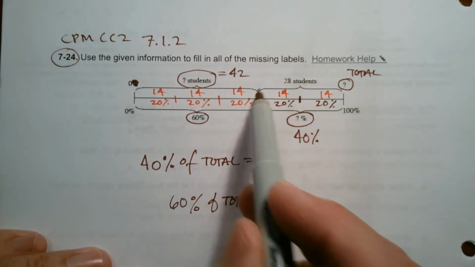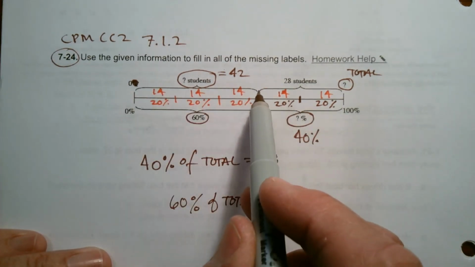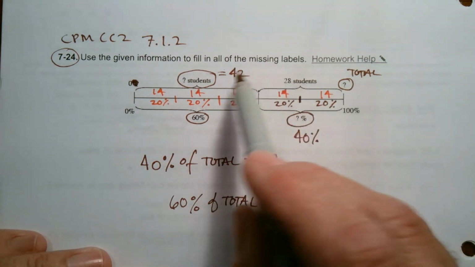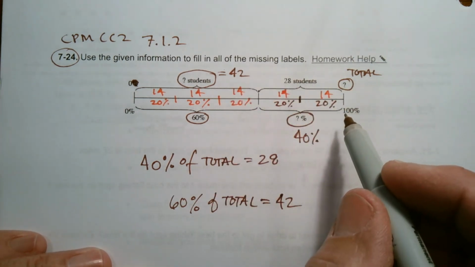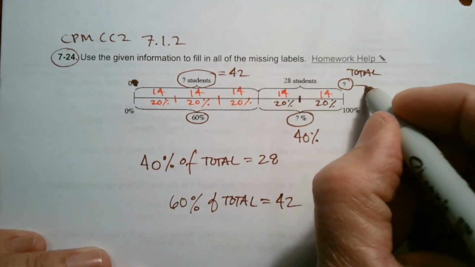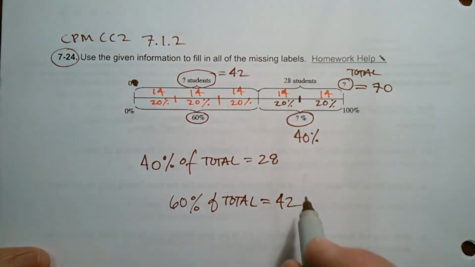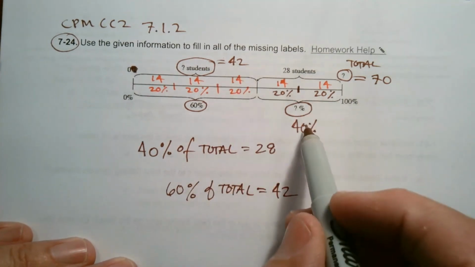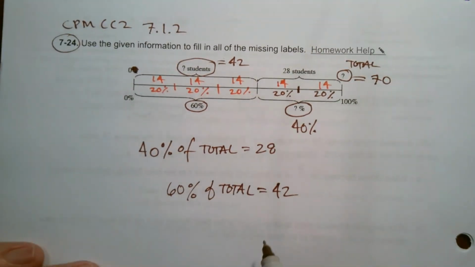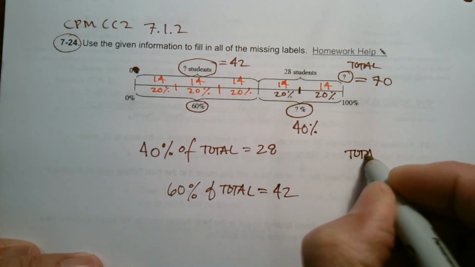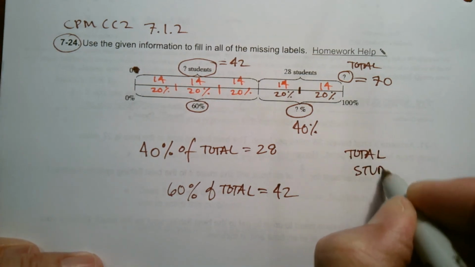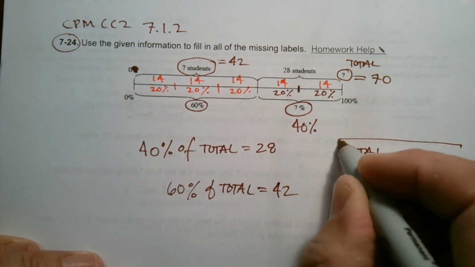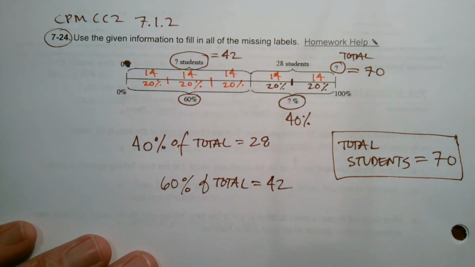From here to here is 42 students. That part of the number line represents 42. That part of the number line represents 28. So the sum of those two, which would be 70, is the total. So the total students is 70. So there I've got my missing piece here, my missing piece there, and my missing piece there. So total students equals 70. Okay, there we go.